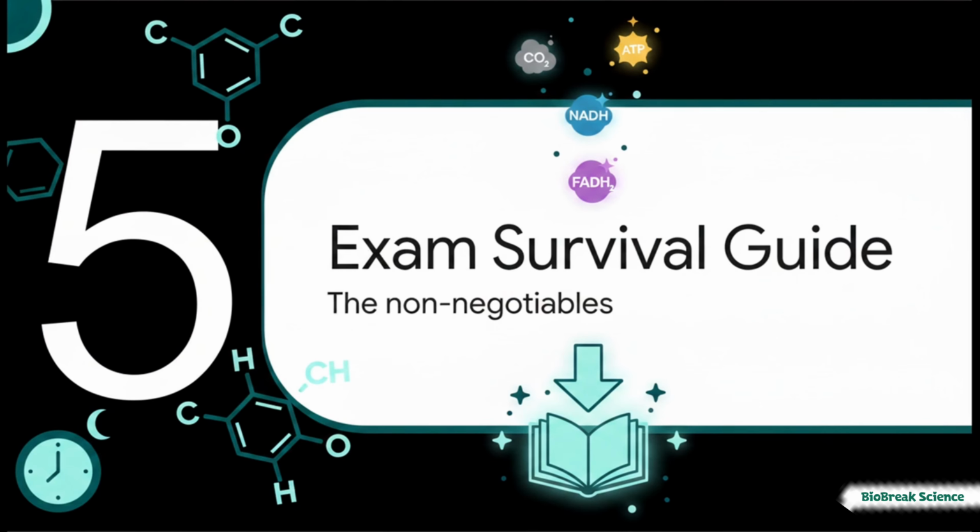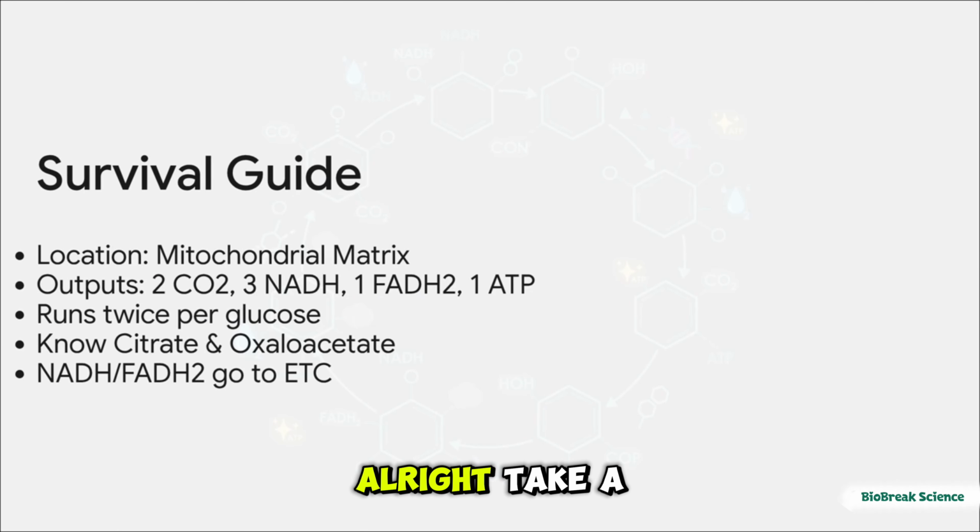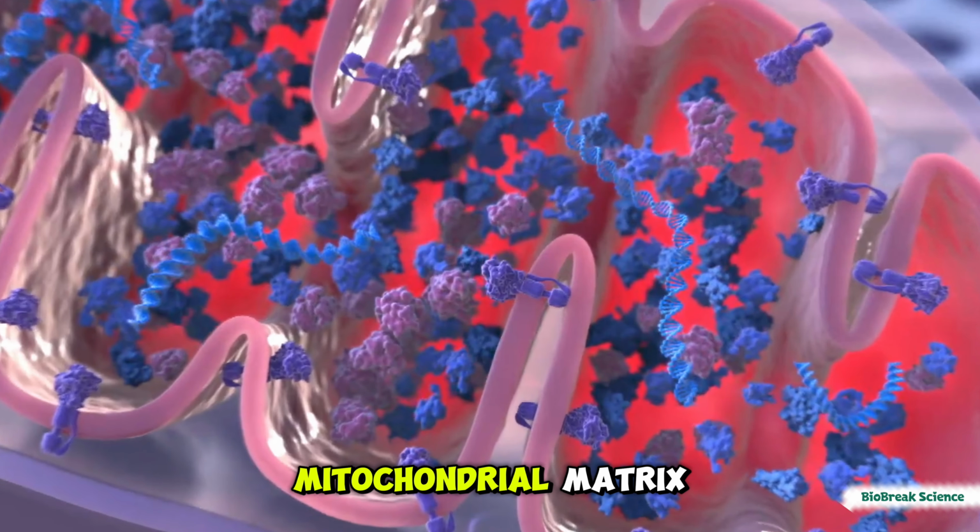Moving on to Section 5, the Exam Survival Guide. All right, take a deep breath. I know that was a lot of chemistry, but if you're studying for a test, here are the 5 things you need to know absolutely cold. Number 1, location. The Krebs cycle happens in the mitochondrial matrix.